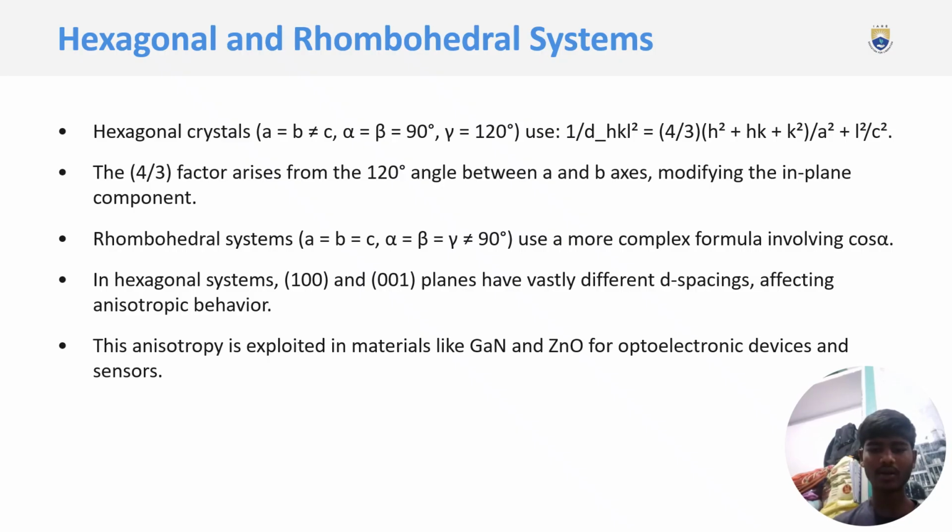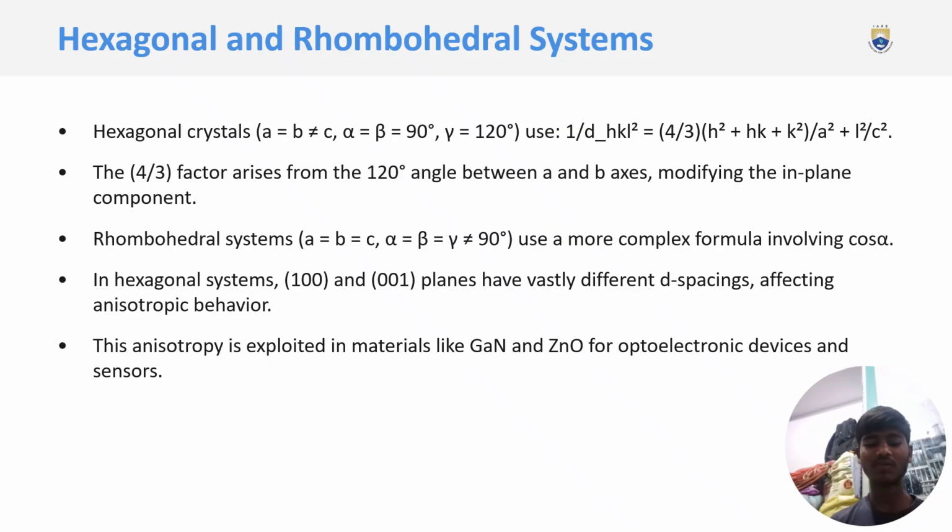Hexagonal and rhombohedral systems. In hexagonal crystals, a equal to b not equal to c, alpha equal to beta equal to 90 degrees, then gamma equal to 120 degrees, use 1 by d_HKL square equal to 4 by 3 into h square plus hk plus k square by a square plus l square by c square. The 4 by 3 factor arises from the 120-degree angle between the a and b axes modifying the in-plane component.